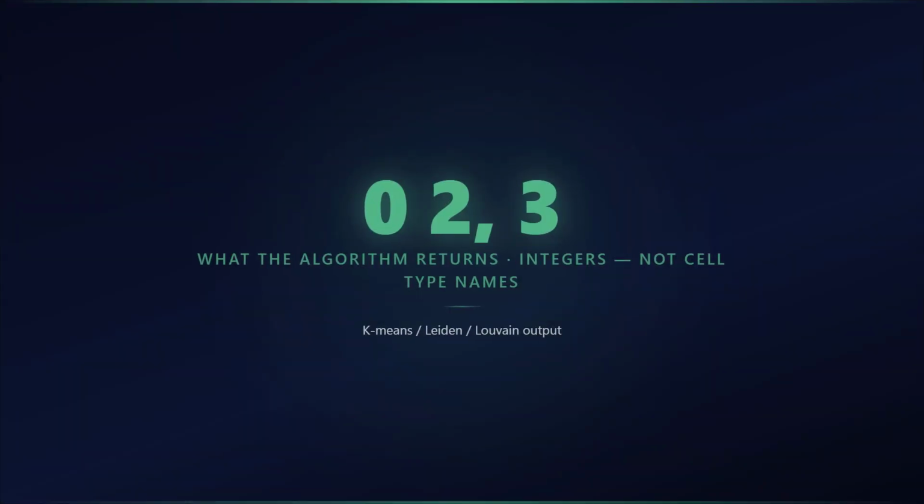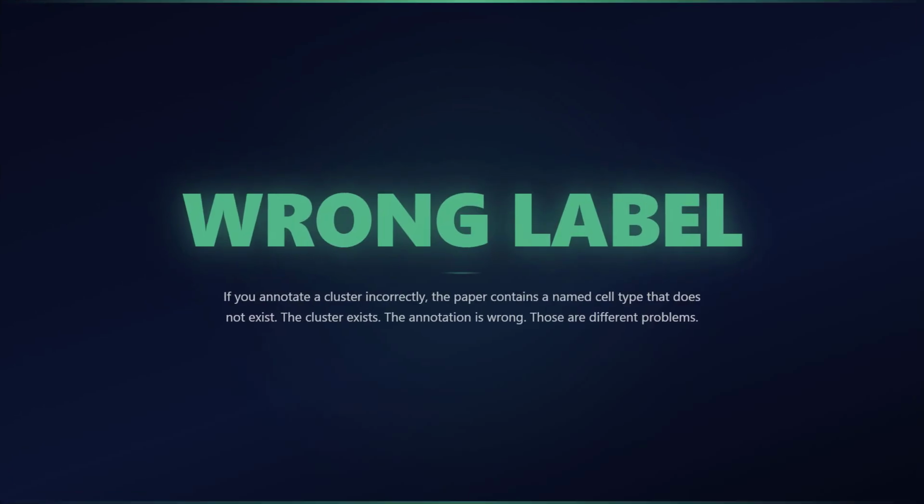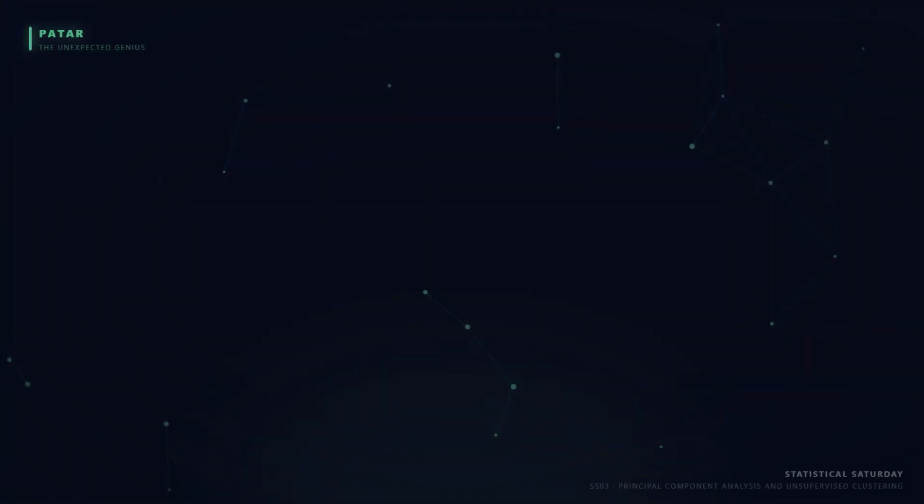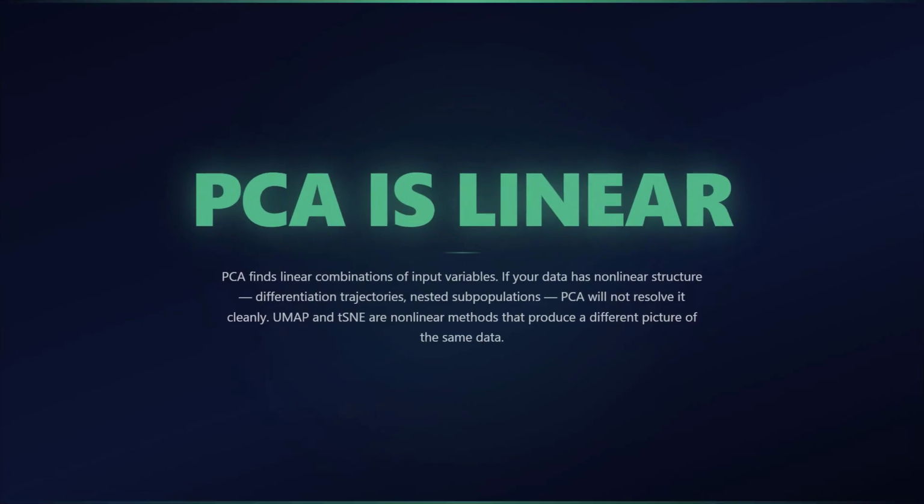Wait, the names aren't from the algorithm? The algorithm returns integers. Cluster 1, cluster 2, cluster 3. You decide what cluster 1 is. That decision is yours. What if you label them wrong? Then the paper contains a named cell type that does not exist. The cluster exists. The annotation is wrong.